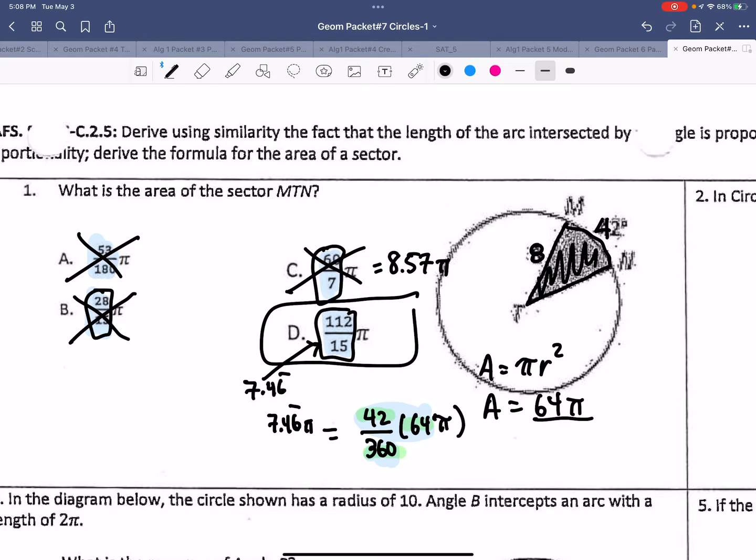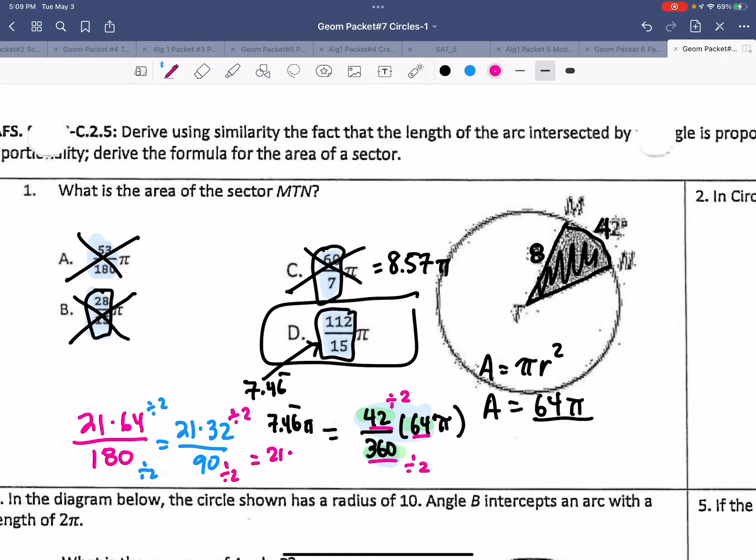Okay, now what would be another way to do this if you didn't have a calculator? We could reduce this fraction. Okay, so we know that these numbers on top are even and that number on the bottom is even. So we can divide the top and bottom by 2. Okay, so we get 21 times 64 divided by 180. I divided the top and the bottom by 2. Now notice these are still even, so we can divide this number by 2 and this number by 2, right? 21 times 32 divided by 90. All right, they're still even, aren't they? So we can divide by 2, divide by 2. So we get 21 times 16 divided by 45.